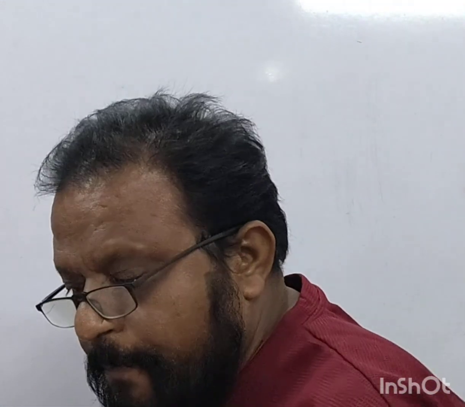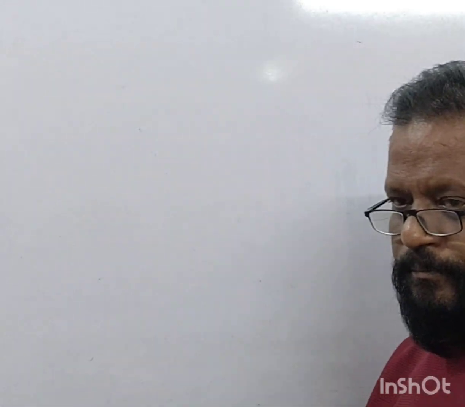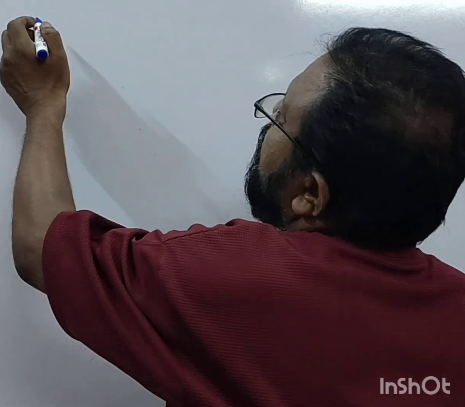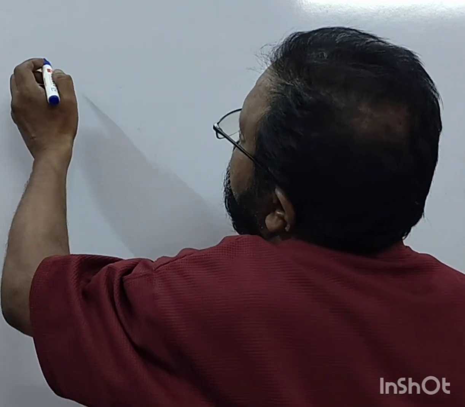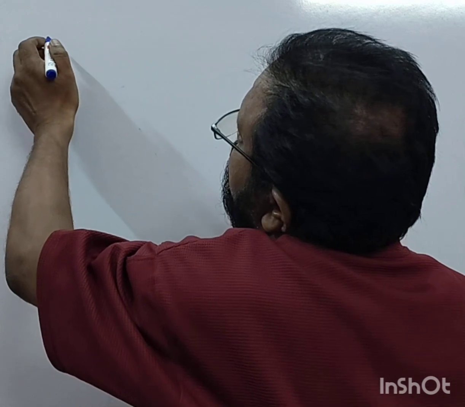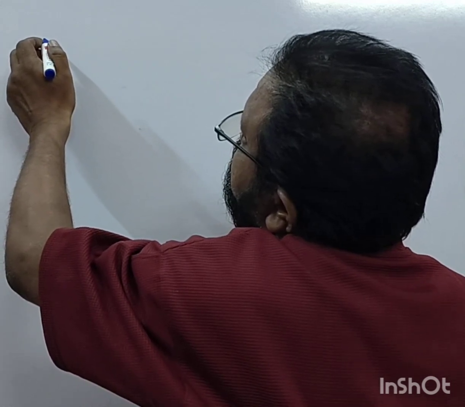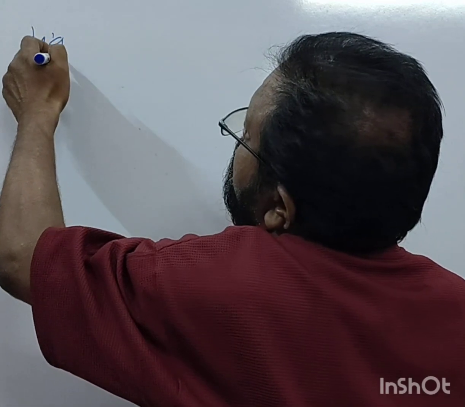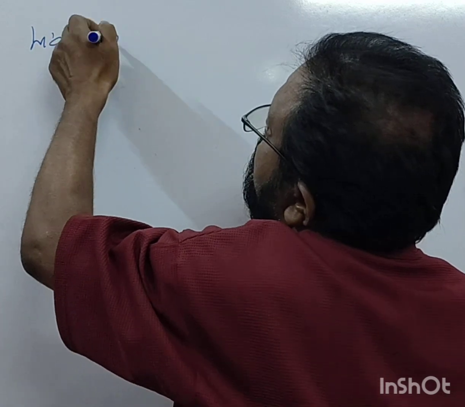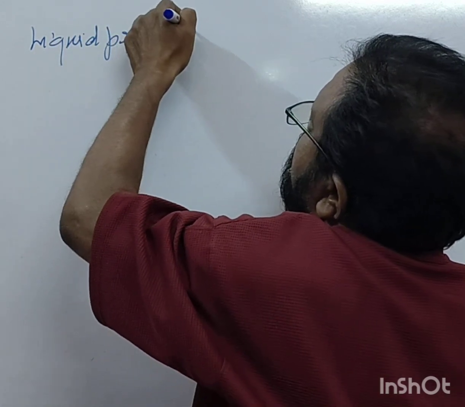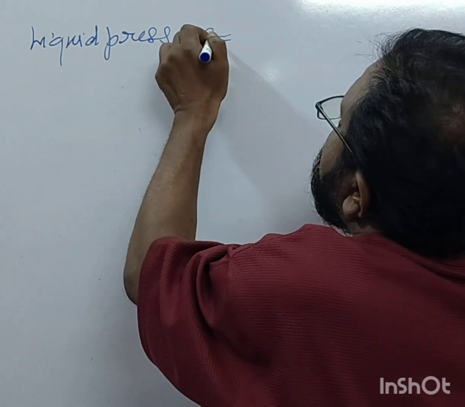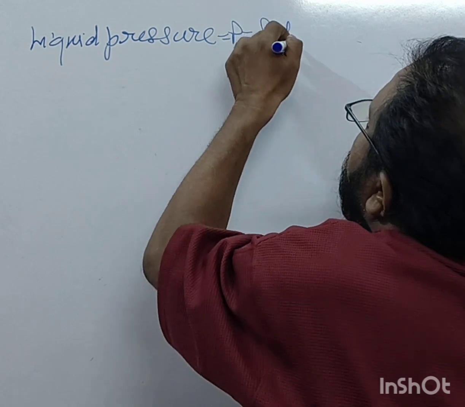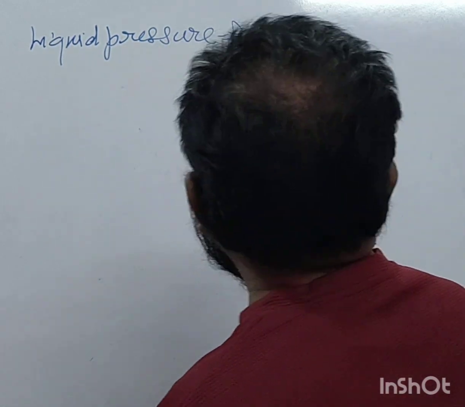So I taught you, I said there is liquid pressure. Liquid pressure P is equal to h d g, right?